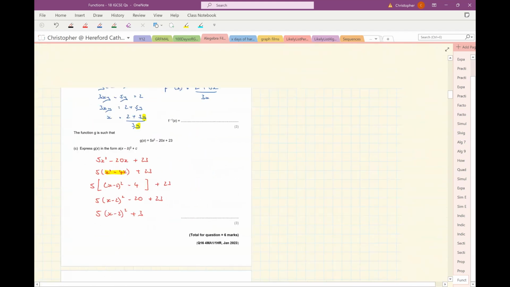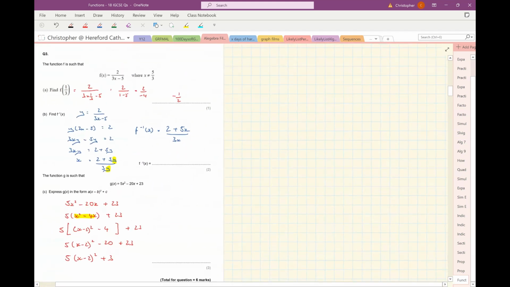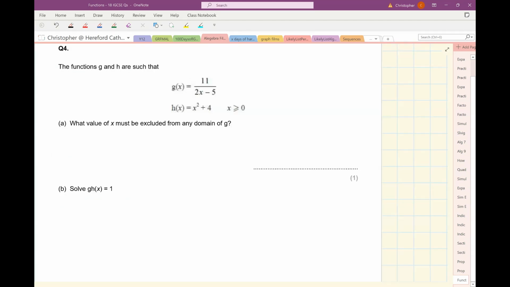That is question 3 done. Question 4. Here I'm given two functions, g and h. Okay. What value of x must be excluded from any domain of g? Well, the answer to that is that it will be the value of x which makes that denominator equal to 0. Because if you have a denominator equal to 0, then your value of g for that value of x will be undefined. So what value of x makes the denominator equal 0? Well, the value of x which makes the denominator equal 0 is 2.5.